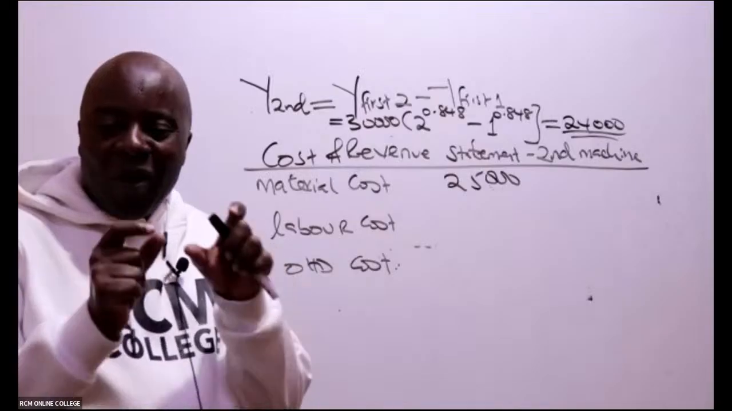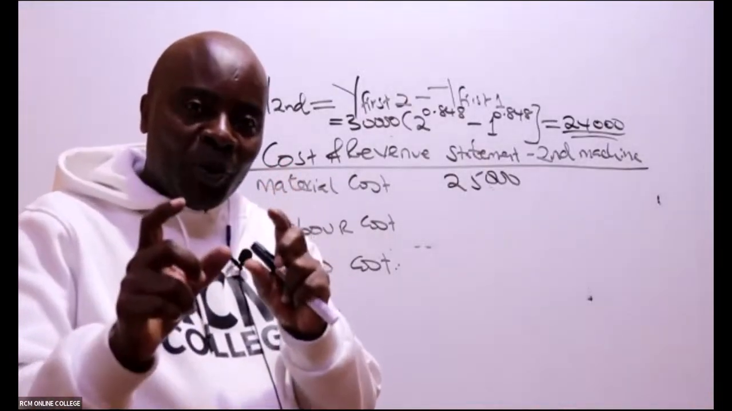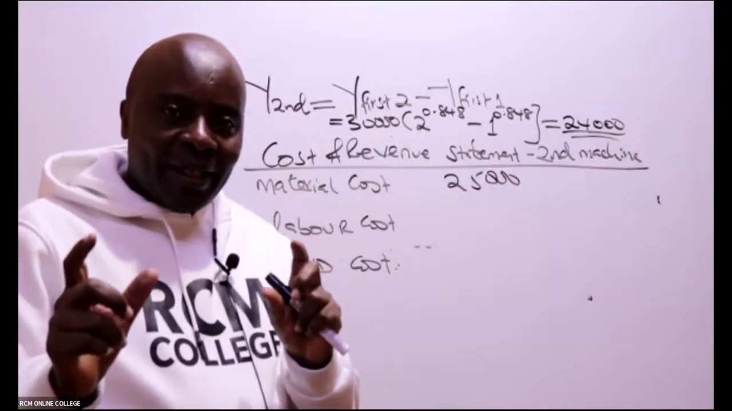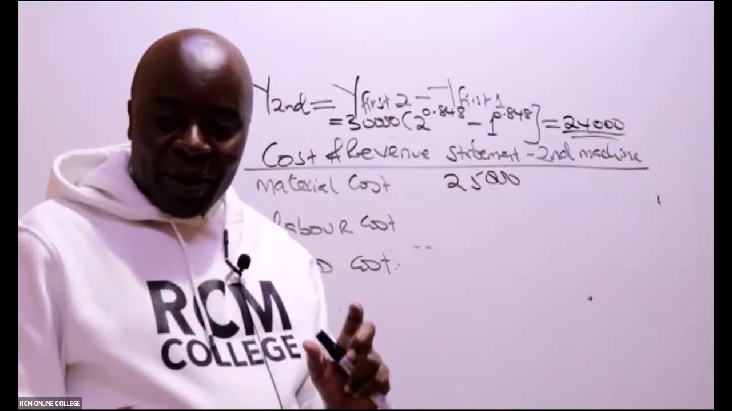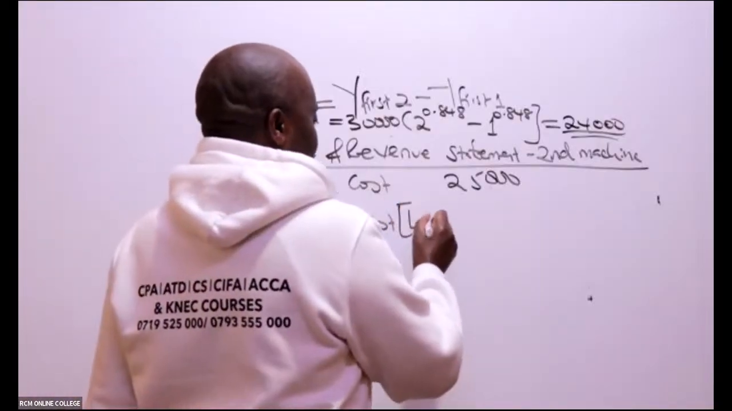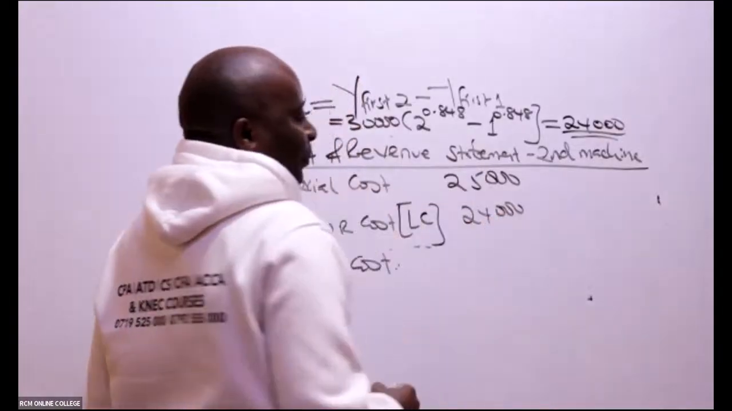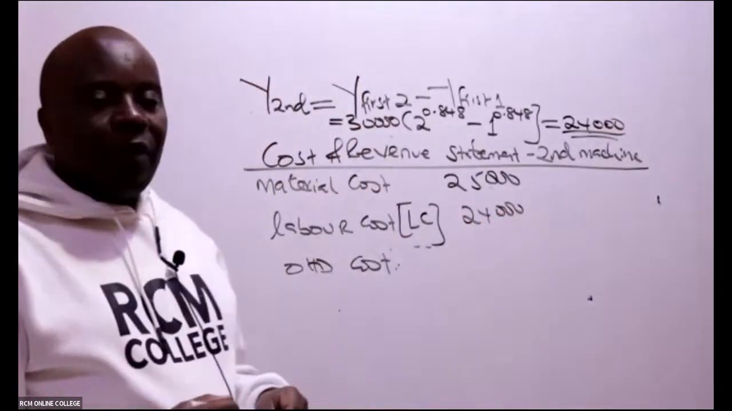Don't take the labor cost of the first one, because for labor cost, we expect the more we produce, the more the learning. So labor cost will be reducing. Always remember labor cost uses the learning curve. We got 24,000.